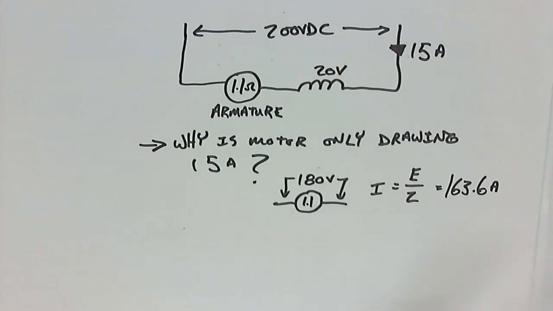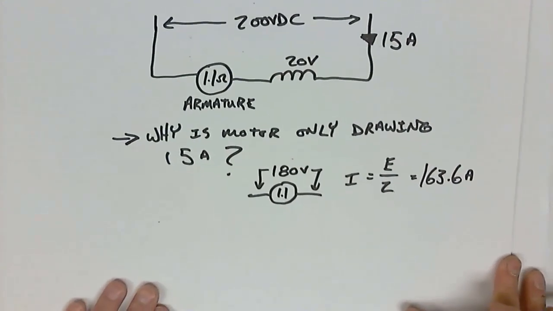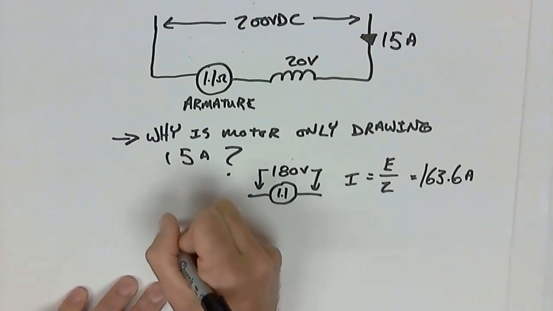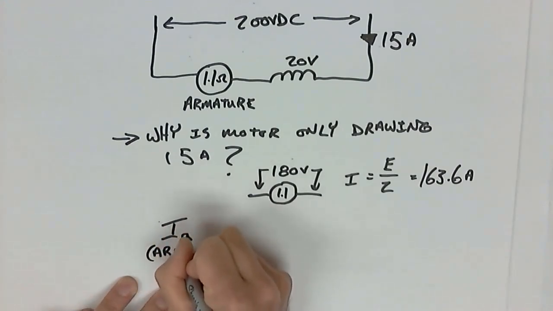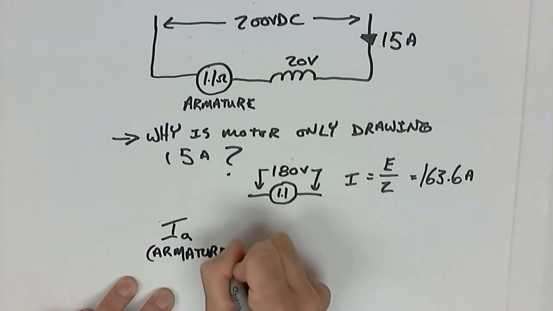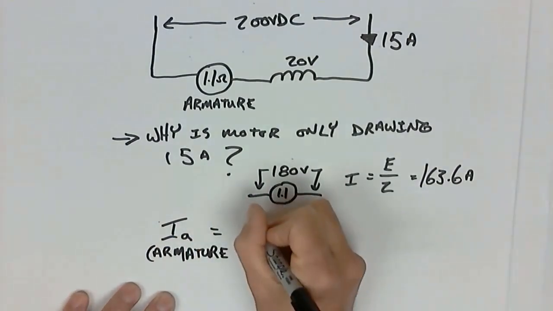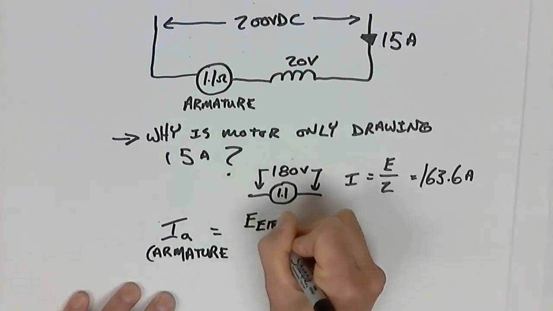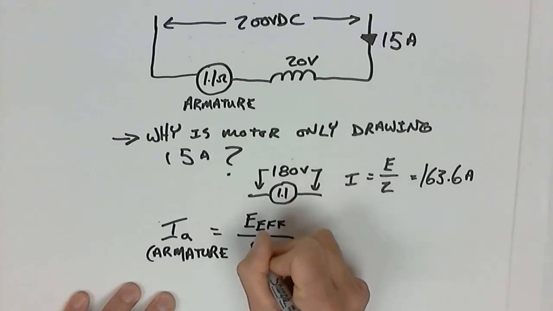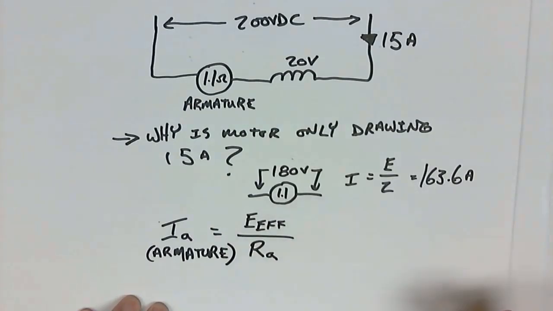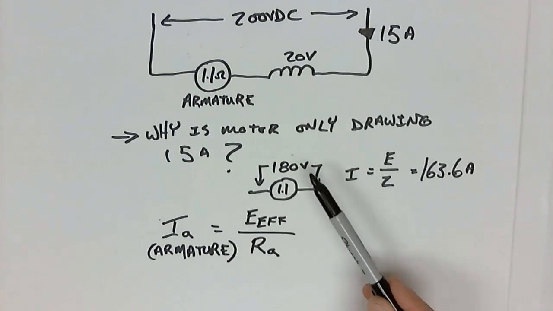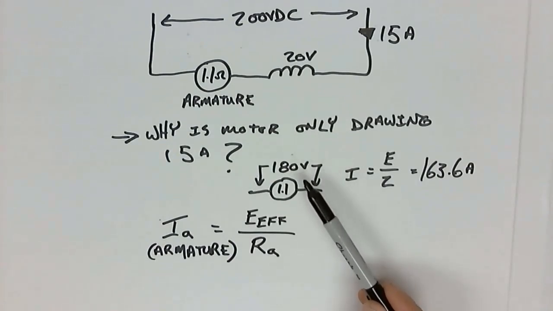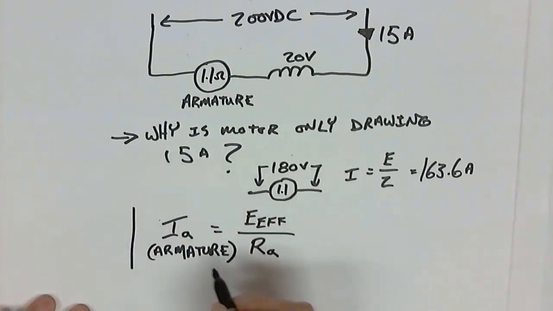What's adding to this story and what leads to confusion is the fact that I of the armature is equal to E effective divided by R of the armature. Remember, effective voltage. Is this the effective voltage? No, this is not the effective voltage. Rather, it is the voltage drop across the armature. We need to know this.